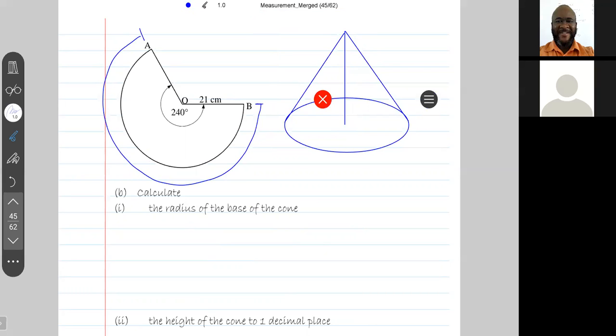All right, so here's what we're asked to do now. Remember, the base is formed when I connect A and B together, and this is O. When I join this A and B together, it forms our sector. So this is OA, OB, which is 21 centimeters, 21 centimeters.